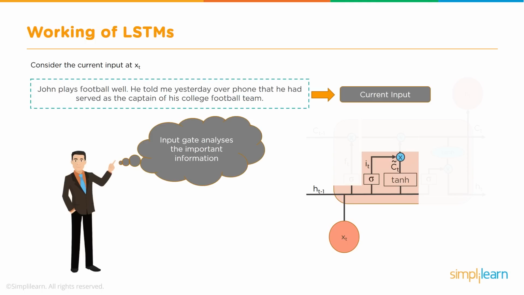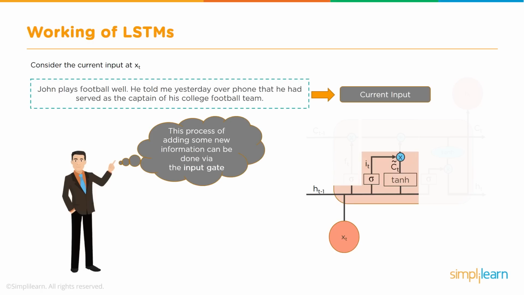Let's take a quick look at what this looks like from the human standpoint, as I step out of my suit again. Consider the current input at x of t. John plays football well. He told me yesterday over the phone that he had served as a captain of his college football team. That's our input. The input gate analyzes the important information. John plays football and he was a captain of his college team is important. He told me over the phone yesterday is less important, hence it is forgotten. This process of adding some new information can be done via the input gate.